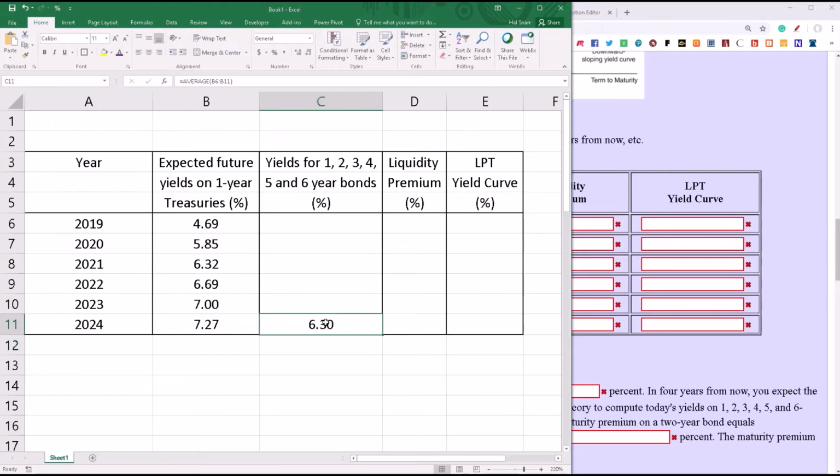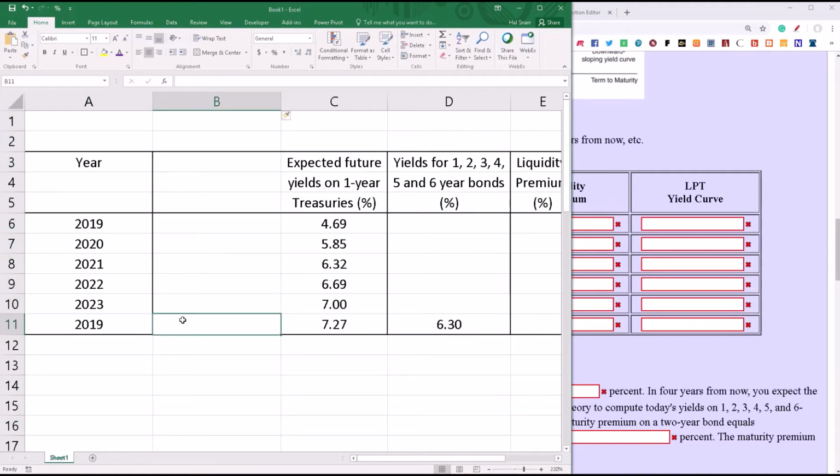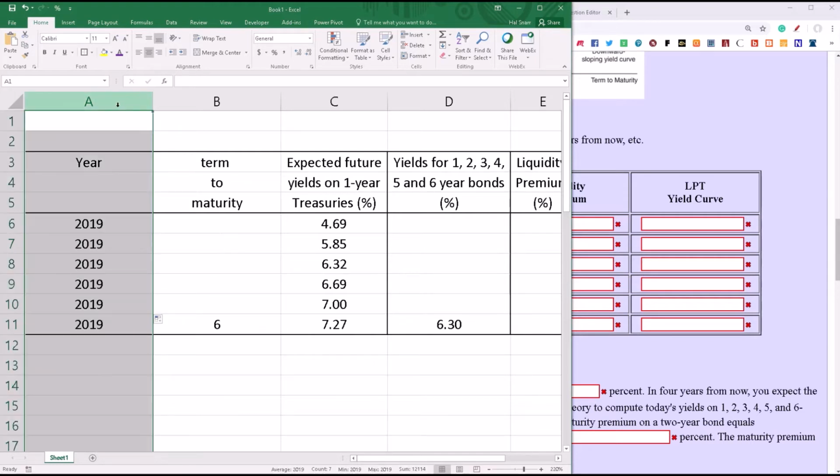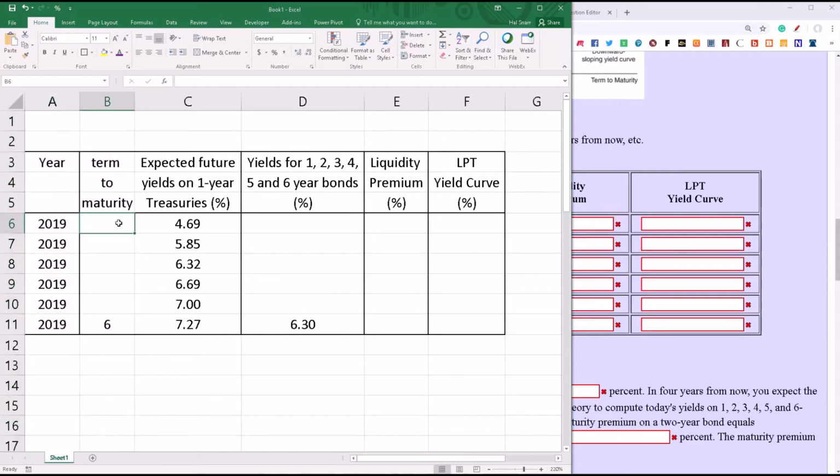Okay, so when we're calculating this interest rate, it's really the year is actually 2019, but the maturity is 6 year. So what we'll do is we'll put in a new column here. The term to maturity is 6. So this really is term to maturity when we're talking about multiple year bonds. Okay, and these years are all 2019. So 1, 2, 3, 4, 5, 6.